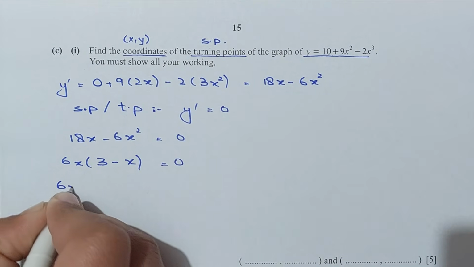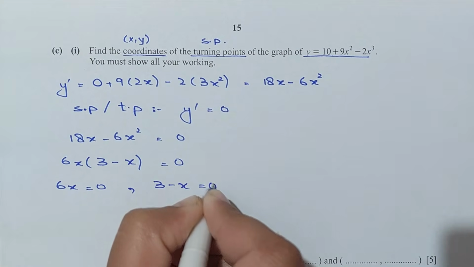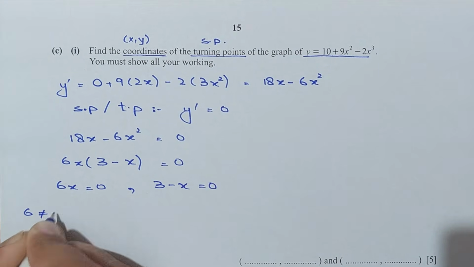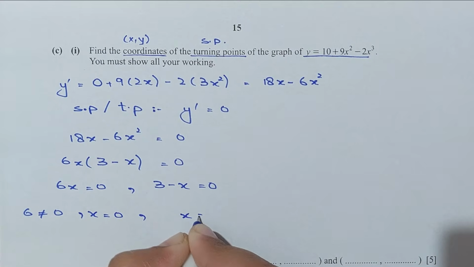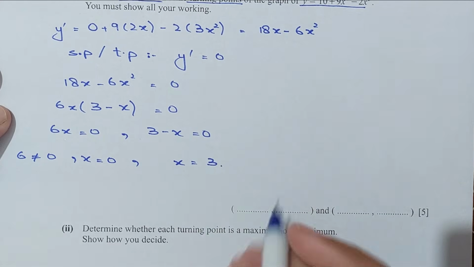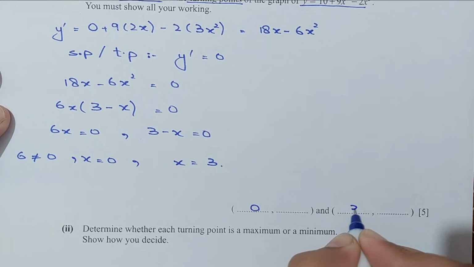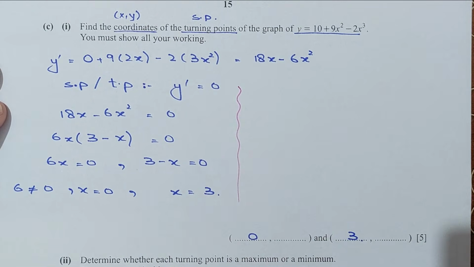So the factors are 6x equals to 0 or 3 minus x equals to 0. So from here, 6 is not equals to 0, x is equals to 0 or x is equals to 3. Right, so we have two x values, 0 or 3. X coordinate is 0, x coordinate is 3. So let me solve the corresponding y coordinates by substituting the answers into the curve.